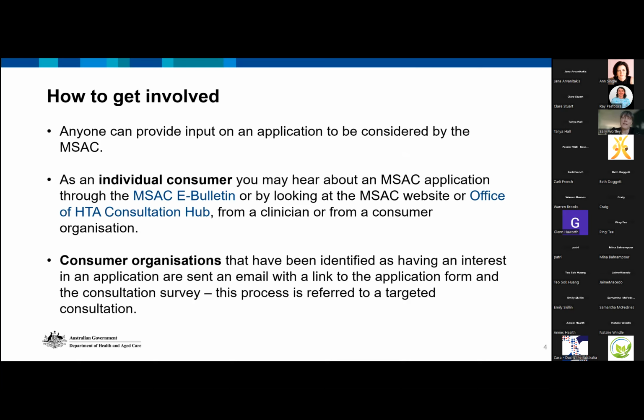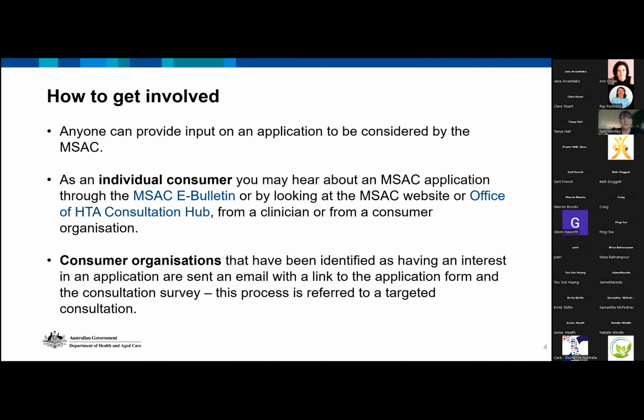And we refer to this as a period of targeted consultation, where we actually target an email to an organisation, letting them know that an application has been put into the MSAC process, where to find information about the application, and a link to the consultation survey, and when the consultation period will close.